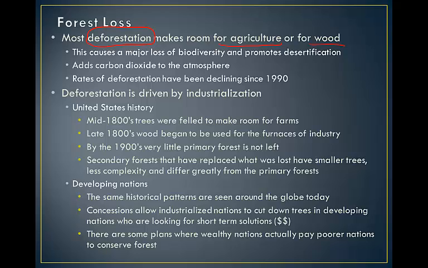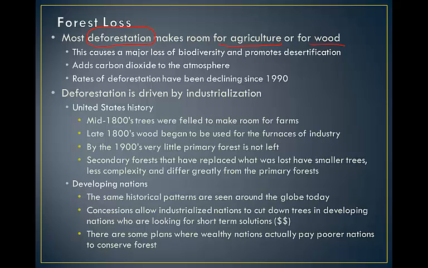Whatever the reason for the deforestation, it causes a big loss in biodiversity and promotes desertification. So these are things we've already talked about in this chapter. The ideas are still the same, but we're talking more specifically about the cause. We talked about a lot of things that cause a loss of biodiversity. We talked about things that promote desertification, and remember that desertification is going to happen in drier climates.